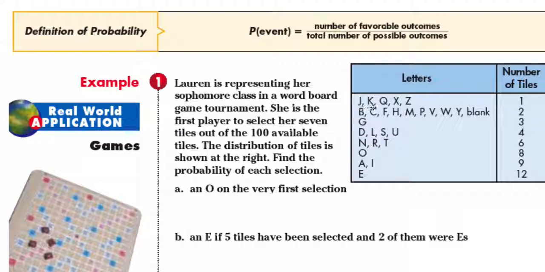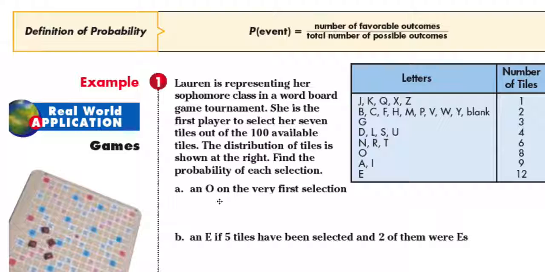Letters J, K, Q, X, Z have only 1 tile each. B, C, F, H, M, P, V, W, Y, and the blank tile have 2 tiles each. Letter G has 3 tiles. D, L, S, U have 4 tiles. N, R, T have 6. O has 8. A and I have 9 each, and E has 12 tiles in that particular game. So using that table, let's answer the first question.